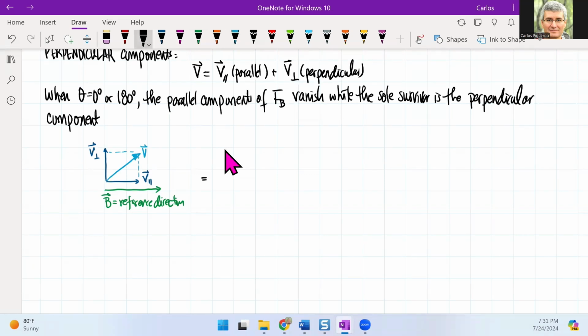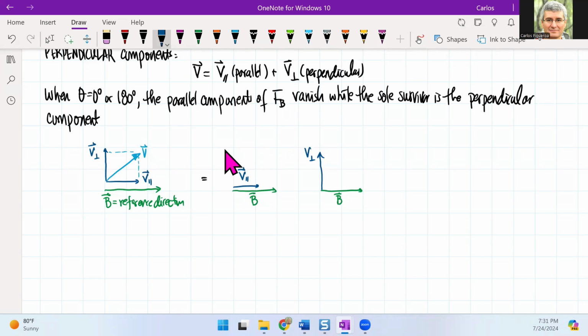So now there's two components that I could think about. When I look at the area spanned by these two vectors, you're seeing that this vector, V parallel, spans no area, whereas this guy gives you a spanned area.